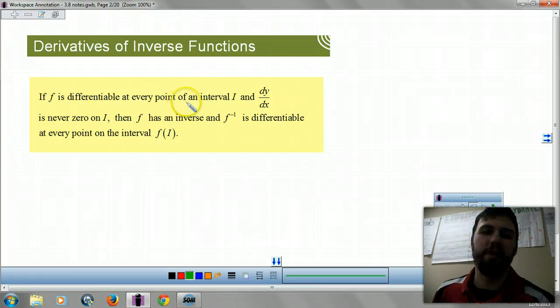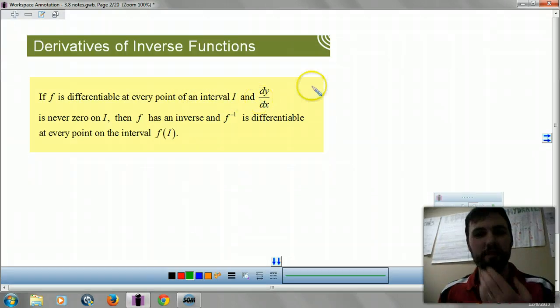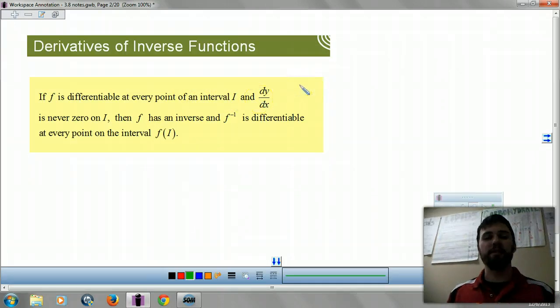For inverse functions, if f is differentiable at every point on the interval I in which it exists, and dy over dx is not 0 on the interval, and f has an inverse, and f prime is differentiable, then every point on the interval f of I. Your inverse is differentiable if and only if you're differentiable at every point in which you're going to plug back in. It's funny stuff.